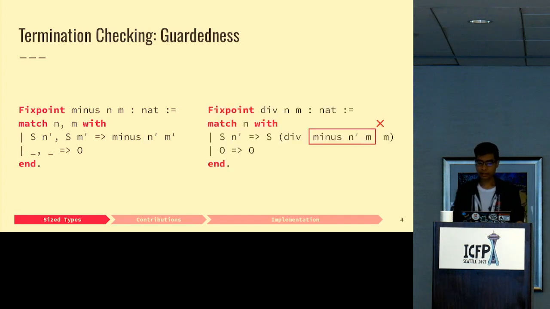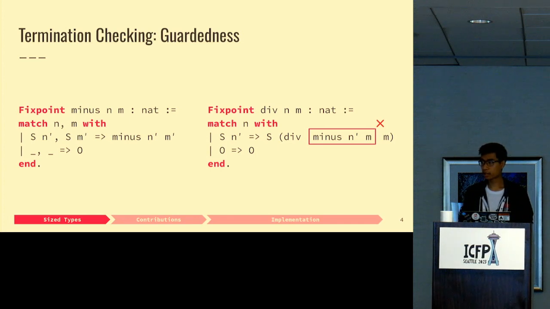But this div example on the right does not pass the guardedness check, since the recursive call to div passes in minus n prime m, which is not a subargument of n. So Coq will do additional syntactic tricks, like unfolding the definition of minus in the body of div to get the guardedness check to pass. But this is sometimes difficult to reason about and doesn't always work. And in fact, this code as it stands does not check in Coq.